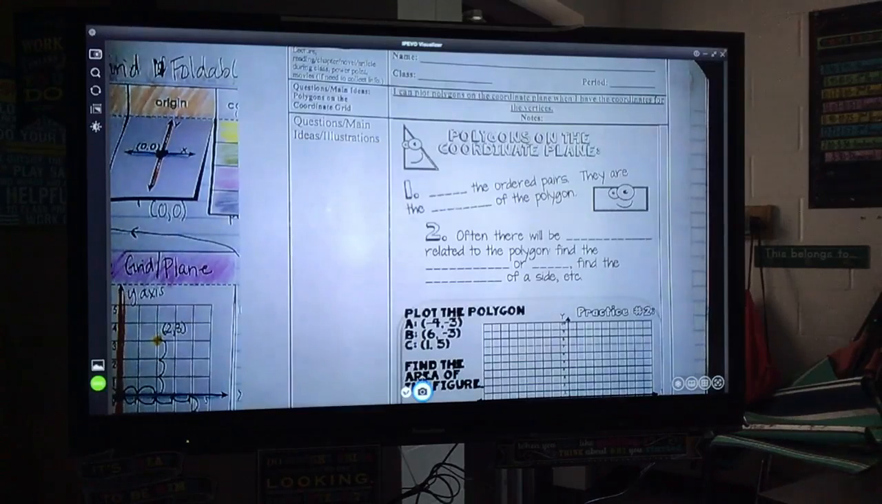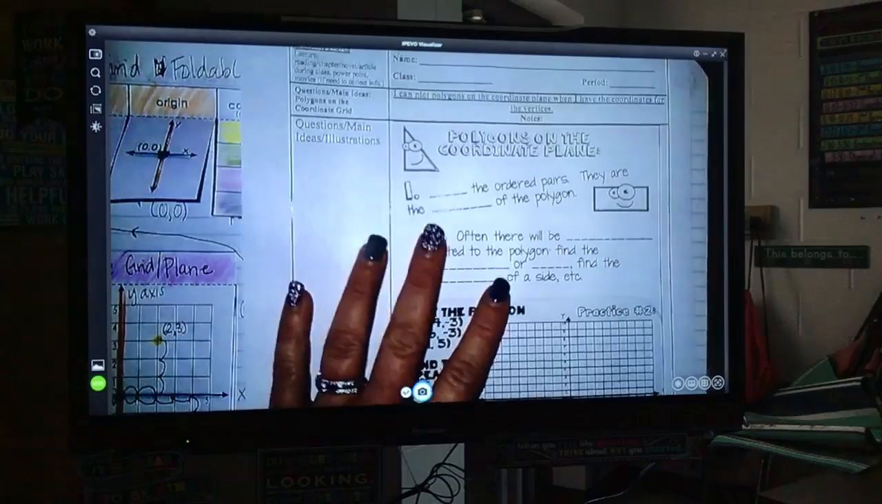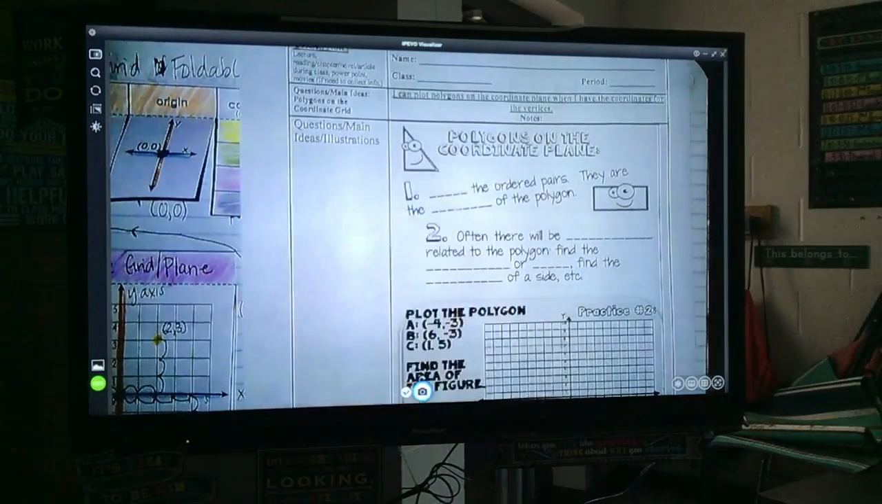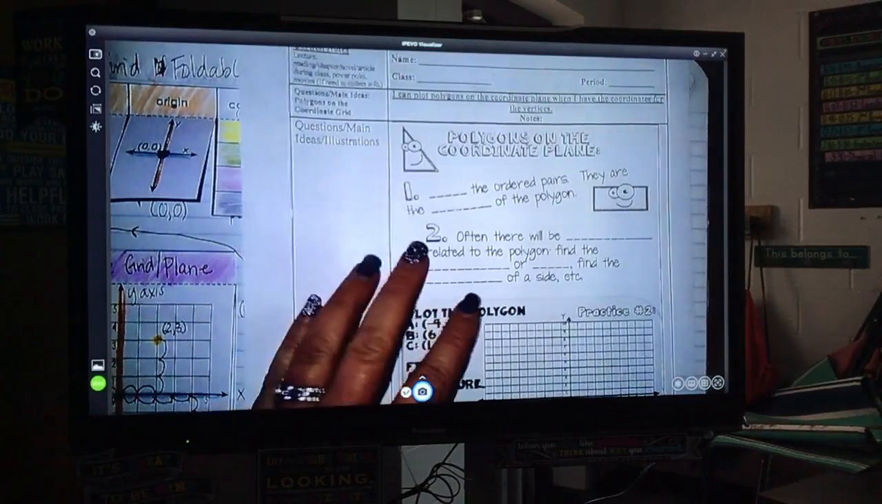So I did want to front load you a little bit with just a little bit of information about that. We are going to do a whole lesson, but I just wanted to give you an intro in a way. So essentially this is just going to be quick notes on polygons on the coordinate plane. So for number 1, it says blank the ordered pair. What do you think you have to do there? Jackson.